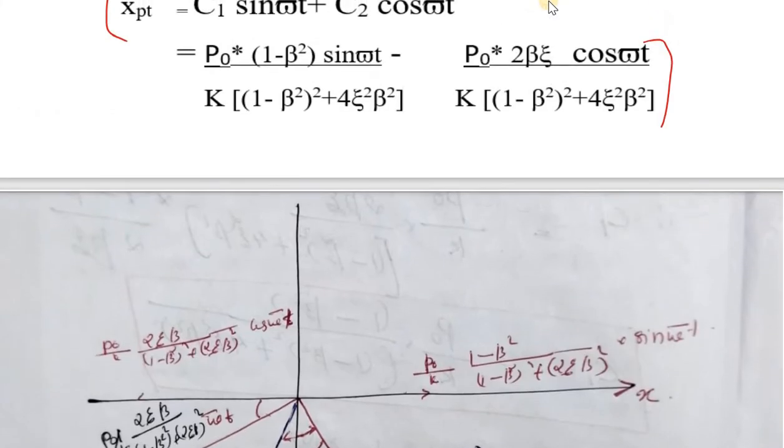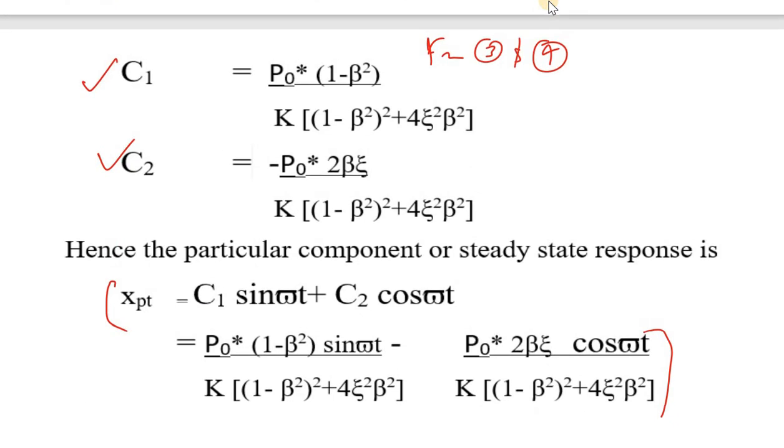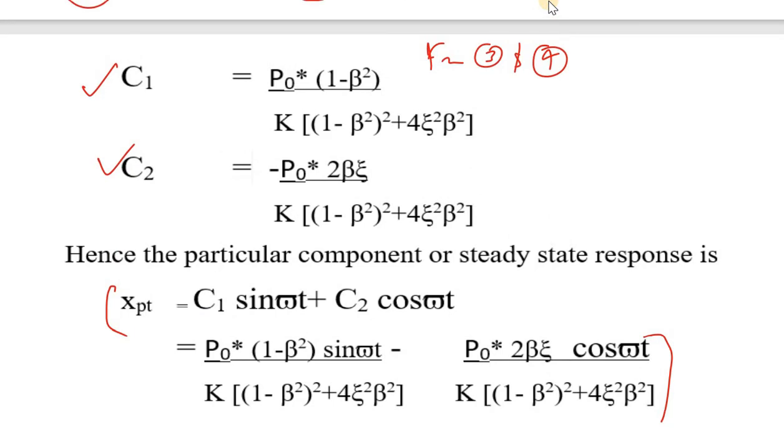The last case, the undamped case, is very simple, but compared to the damped case, we have a lot of equations. One thing you need to understand is what these two terms are. Just look, C1 is equal to P0 into 1 minus beta square by K into a tau. Here also the denominator is the same, both the denominators are the same. Only one factor in the numerator is changing. That is the only thing you need to keep in mind.